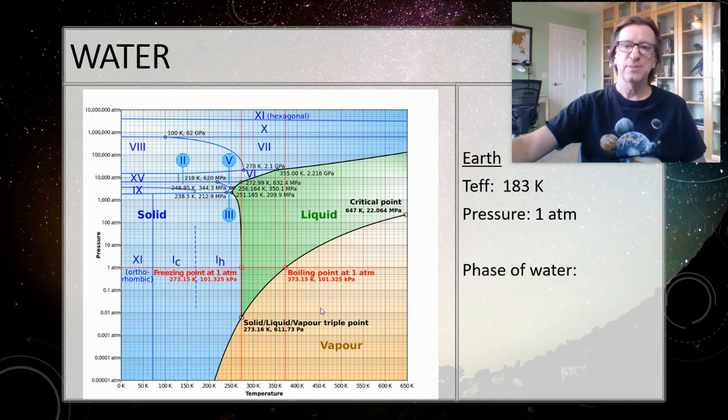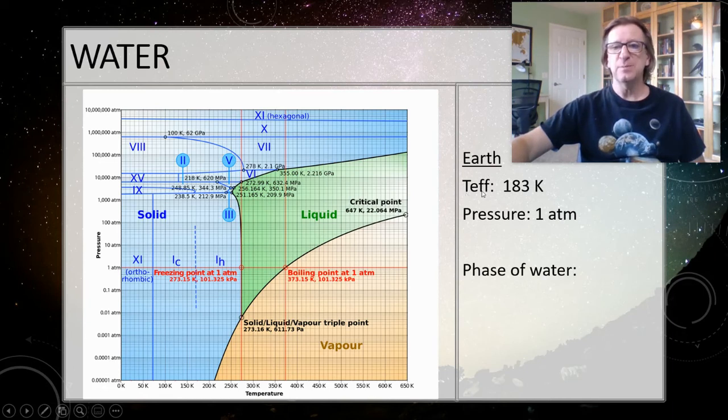How about on Earth? So pause the video. I want you to figure out what's the phase of liquid water on Earth. You got it? Were you surprised? So this T_eff means effective temperature. So this is the temperature only due to the sunlight from the sun hitting the planet. Okay, so it ignores everything else. So we've got 183 degrees Kelvin. That's how hot our planet would be just from the light from the sun. And then the pressure is 1 atmosphere. Uh-oh, the phase should be solid.